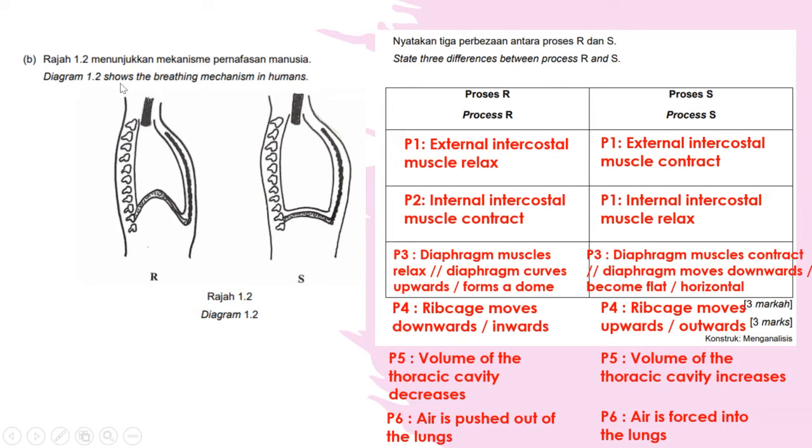Diagram 1.2 shows the breathing mechanism in humans. Breathing mechanism in humans involves inhalation and exhalation. Okay, do you still remember the processes that are involved in inhalation and exhalation? So make sure you can remember what processes occur. So we go to diagram 1.2. R refers to what type of breathing mechanism?